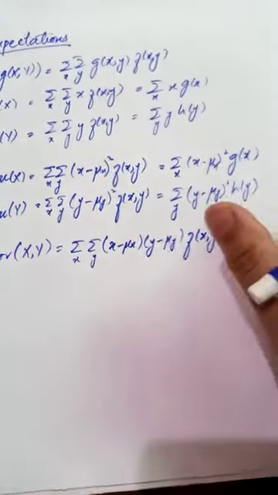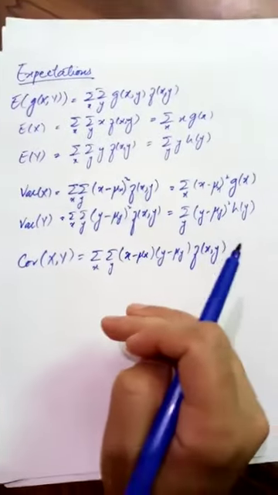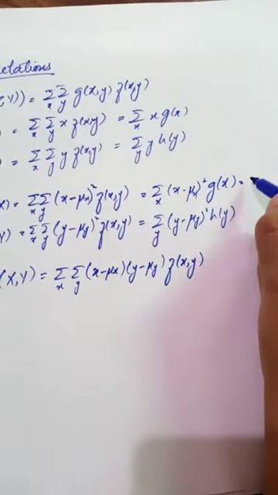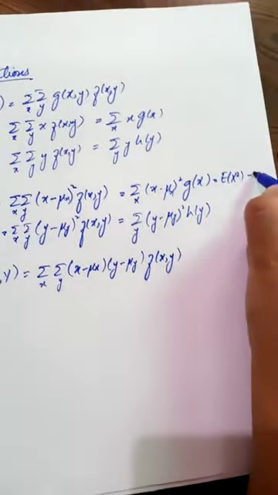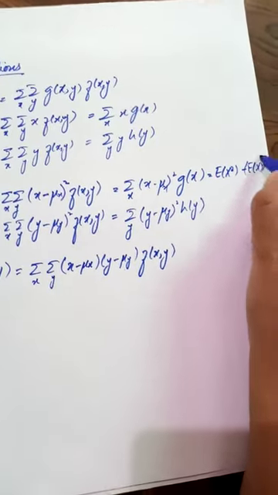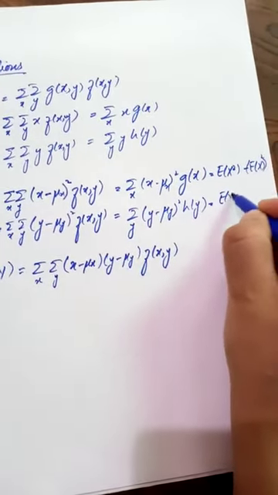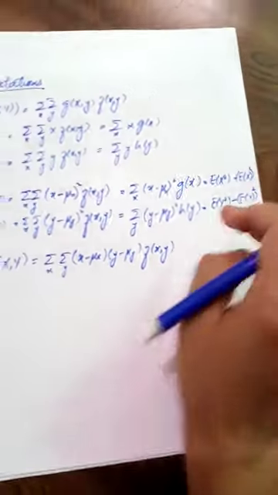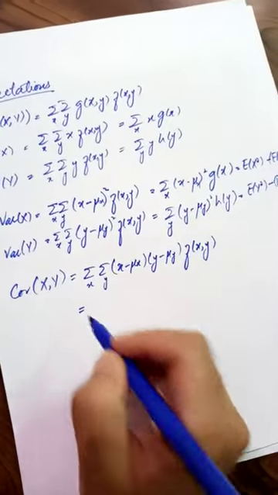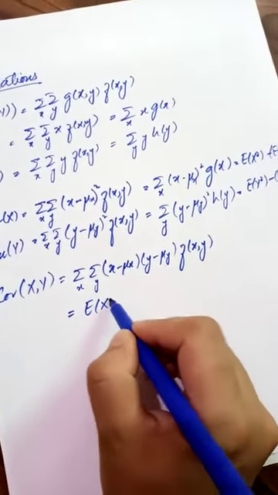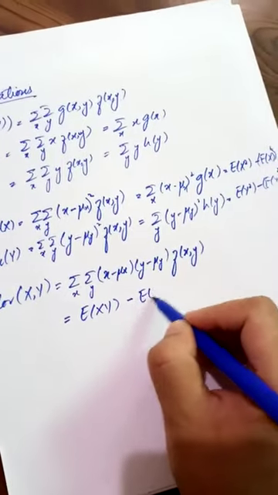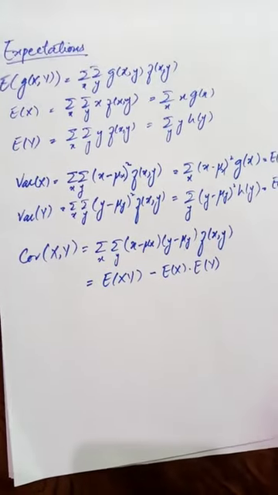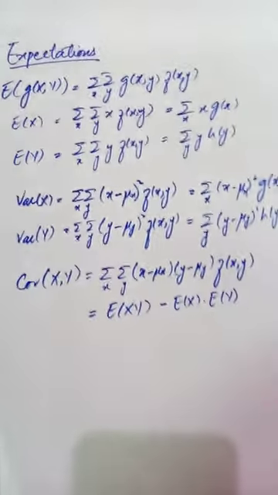We also know that we have shortcut formulas for variances. So we have a shortcut formula for covariance. What is the shortcut for variances? It's usually the expected value of x square minus the expected value of x whole square. And for y we can write the expected value of y square minus the expected value of y whole square. Similarly, we can write a shortcut formula for covariance. That formula is the expected value of xy minus the expected value of x into the expected value of y. So we can use either of these two formulas to calculate the covariance.